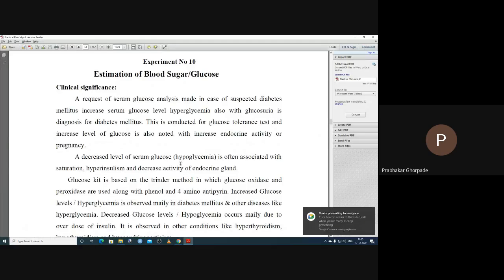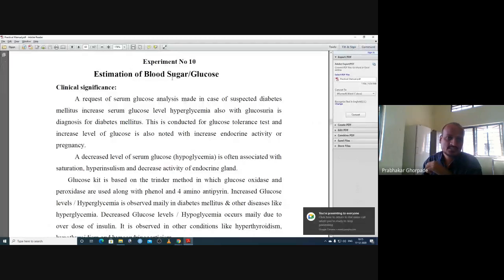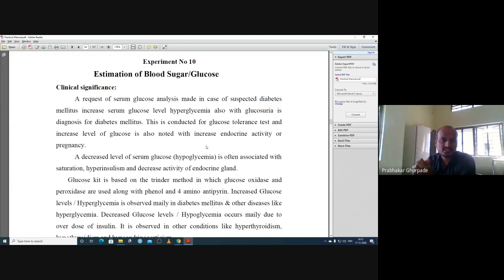So we have blood sugar or blood glucose estimation. Let's look at the clinical significance. In any practical where we measure blood glucose, blood protein or cholesterol, it is because it has some clinical significance. A request for serum glucose analysis is made in the case of suspected diabetes mellitus: increased serum glucose level, hyperglycemia with glycosuria, for the diagnosis of diabetes mellitus.